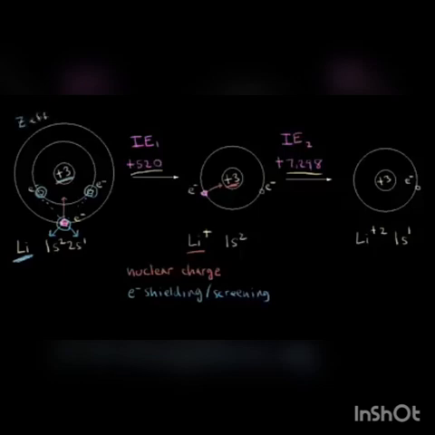The simple way of calculating effective nuclear charge is to take the number of protons, right? So plus 3. And from that, you subtract the number of shielding electrons. In this case, it would be these two electrons in the 1s orbital. So 3 minus 2 gives us an effective nuclear charge of plus 1.